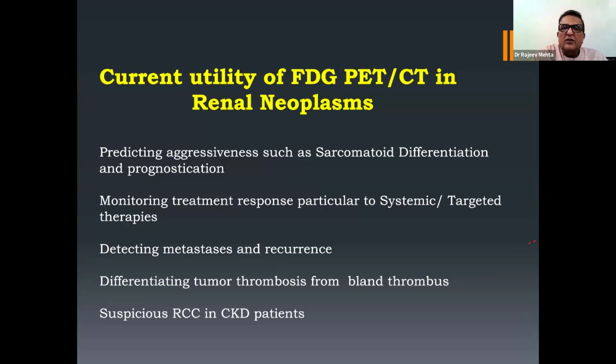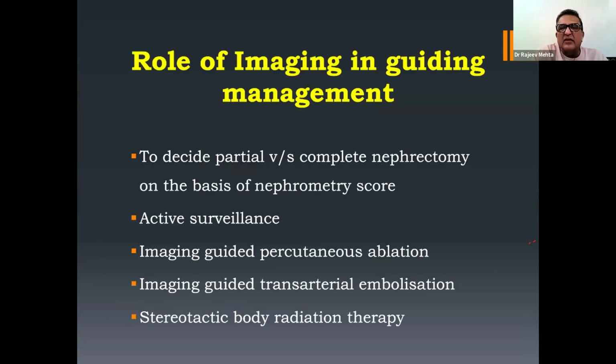So basically, how does imaging help? It helps to decide in the management, partial versus complete nephrectomy, on the basis of the nephrometry score, and of course depending on the location, extent, and the size of the lesion. It also helps in active surveillance.